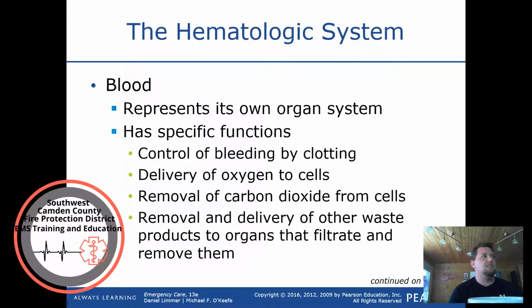It represents its own organ system and has specific functions: control of bleeding by clotting, delivery of oxygen to cells, removal of carbon dioxide from the cells, and removal and delivery of other waste products to organs that filter them and remove it.